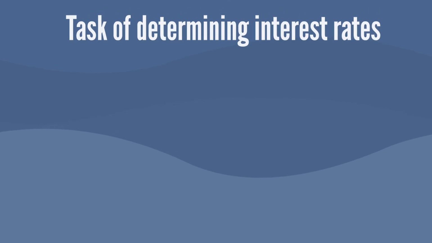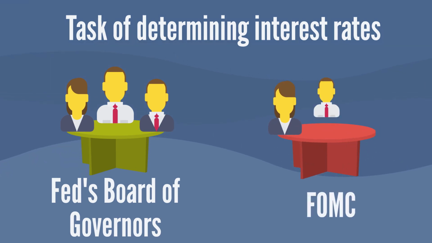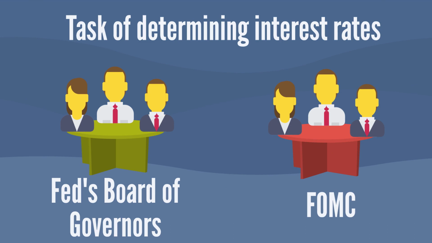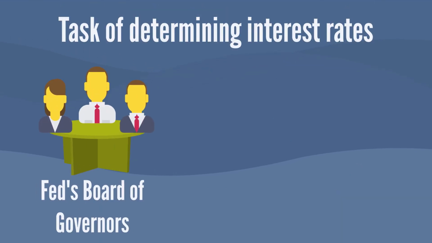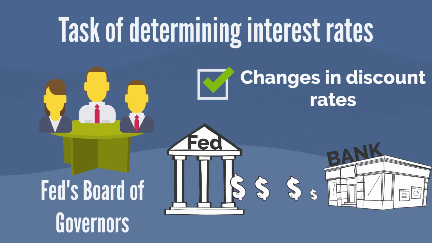The task of determining interest rates is shared between two organizations: the Board of Governors of the Federal Reserve, referred to as the Board, and the Federal Open Market Committee, FOMC. The Board is in charge of making decisions concerning changes in discount rates, the interest rates commercial banks have to pay to borrow funds from the Federal Reserve.